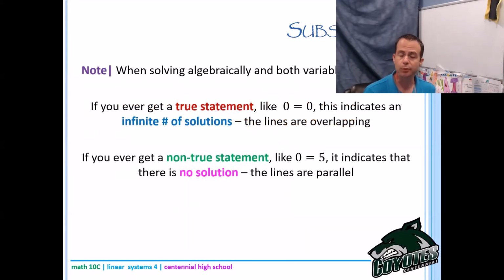So just to summarize what just happened, note, when solving algebraically and both variables disappear, if you ever get a true statement like 0 equals 0, this indicates an infinite number of solutions, and it tells you that the lines are overlapping. But if you ever get a non-true statement like 0 equals 5, like the one we just got, 36 equals 12 for us, that indicates that there's no solution and the lines are parallel.